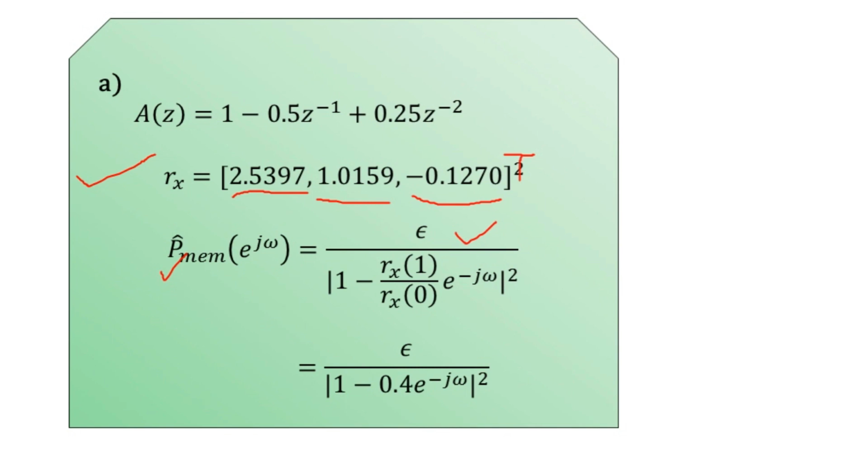Now in this representation, epsilon is required, and epsilon can be computed as Rx(0) added to the multiplication of a(1) with Rx(1) here.